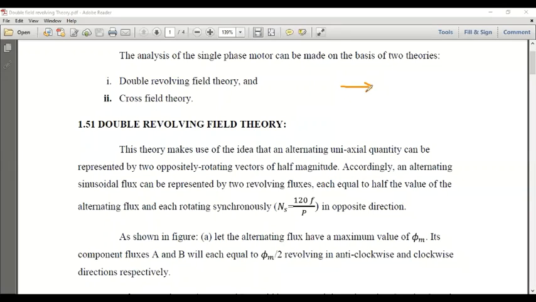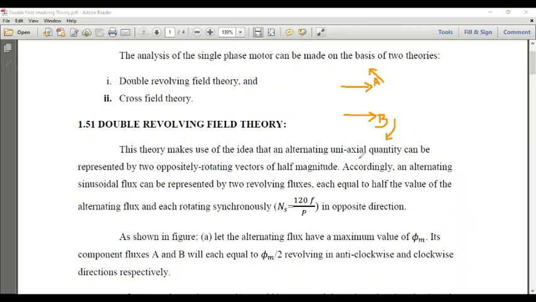So the two vectors would be A and B. This is A vector and this is B vector. If we consider that A vector is rotating in anti-clockwise direction, B vector is rotating in clockwise direction.